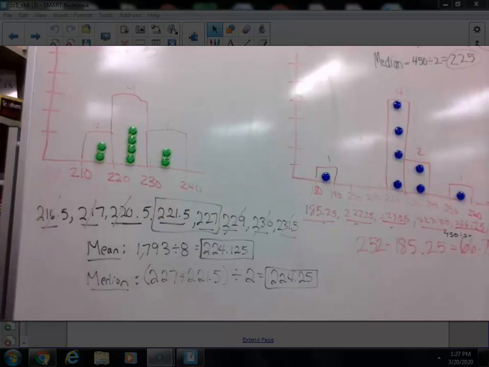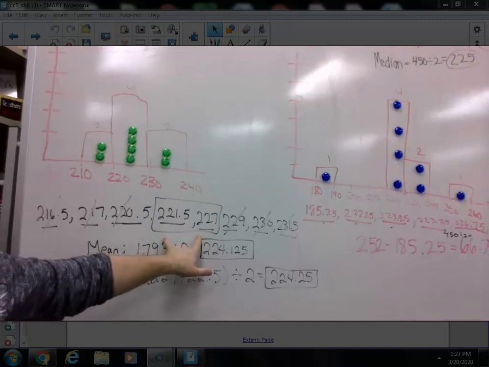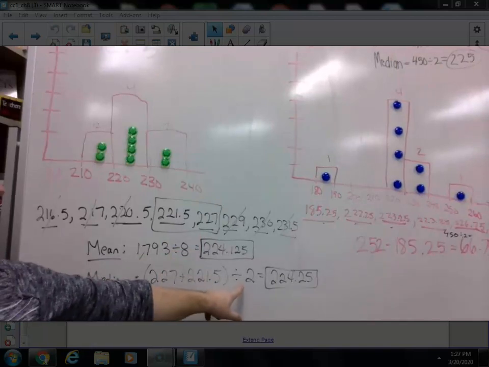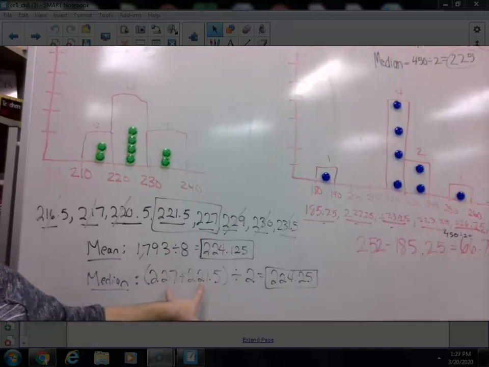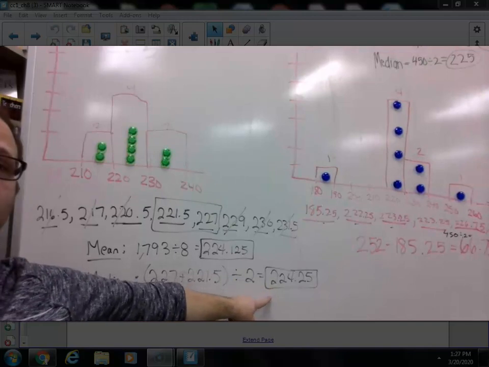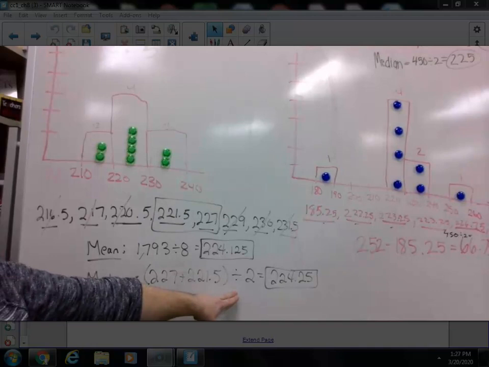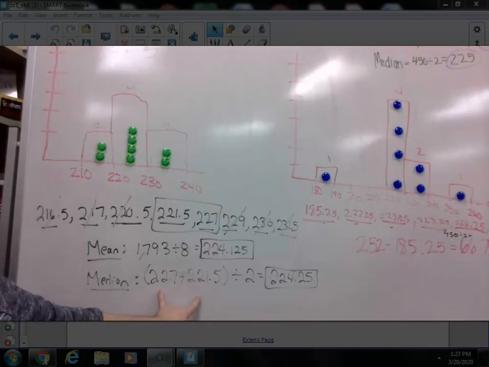So some of the earlier problems we had, it was pretty easy to decide what was in the middle of those 2. So if we have these 2 and we want to find the middle of it, we can add them up and divide that by 2. Add them up, divide by 2, and we get a median of 224 and 25 hundredths, because we divided by 2 because we want to know what is the middle of these 2 values. So we're taking their sum and dividing into 2 equal groups.